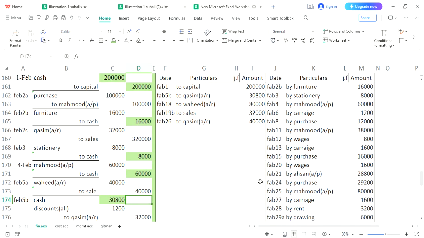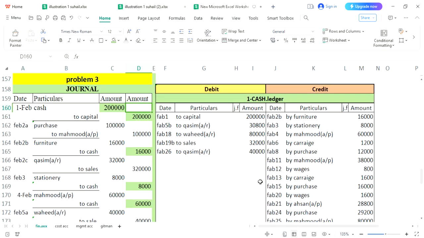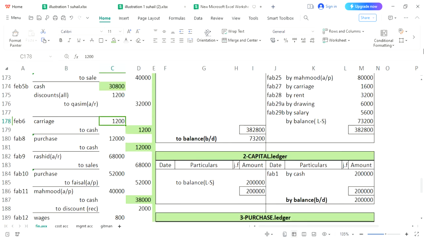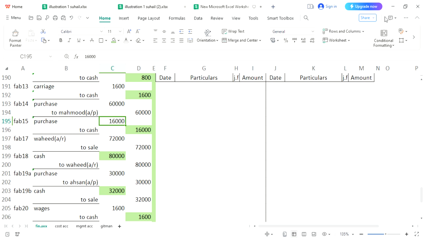Let's start our journey of searching for purchase. For every new ledger, we have to start our search from the very first entry. Now in February, the date is February 2nd. We have found the purchase which is debited by 1 lakh. Go to the ledger and write down 1 lakh on the debit side.